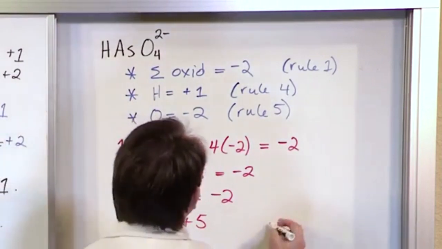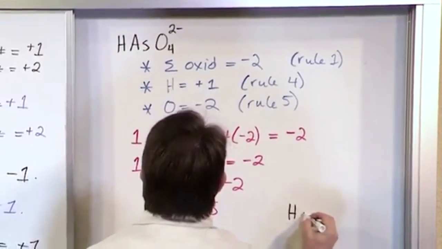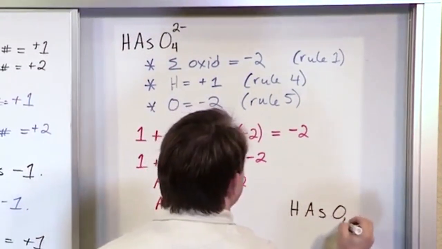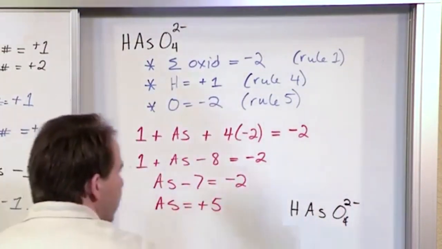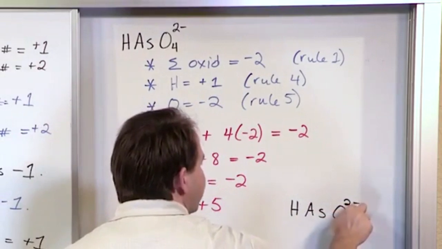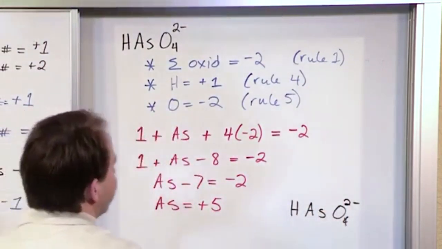So if we want to write it on our paper like we might do it on a test, you might write it like this. So there is the ion. The negative sign is written after the number. That implies that that's a charge there that we're writing.